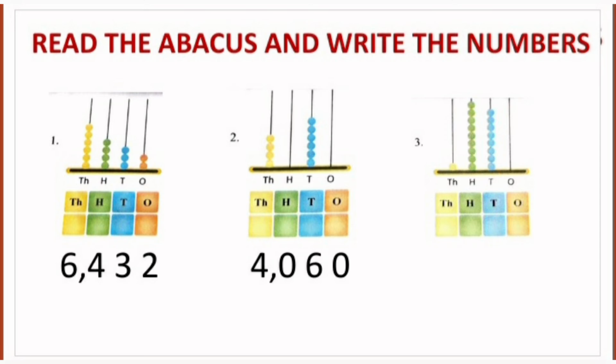How will you read this number? After inserting the comma, you have to read the number. Before the comma, the number given here is 4, so it's 4000. Now, how will you read the last 3 digits? That is 060, that is 60. So it becomes 4060. Can you read the abacus and write the number for the third question?